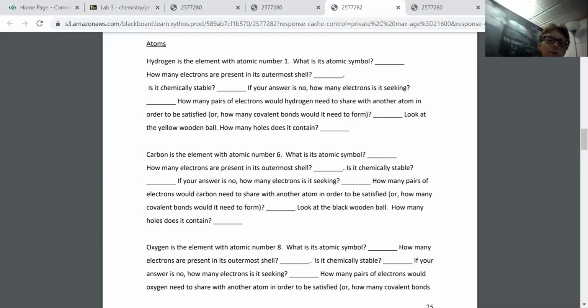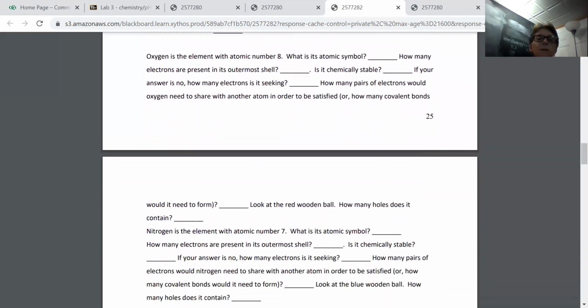We can do the same with carbon. Carbon has an atomic number of 6. Its chemical symbol is C. So how many electrons are present in the outermost shell of carbon? Well, you would have 2 in the first shell, so that one would be full. Then you move to the second shell, but now you're only going to have 4 in that second shell. So is carbon chemically stable? No. How many electrons is it seeking? It's seeking 4. How many pairs of electrons would carbon need to share with another atom in order to be satisfied? 4. And if we look at that wooden ball, like we said in the beginning, it would have 4 holes.